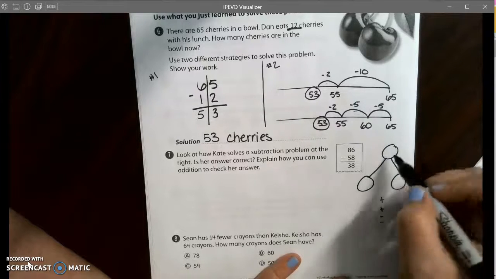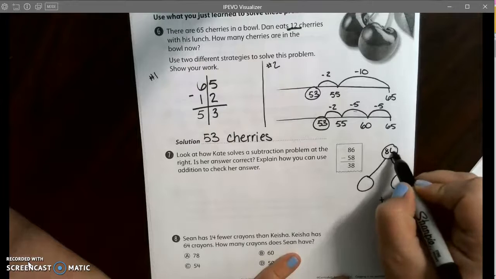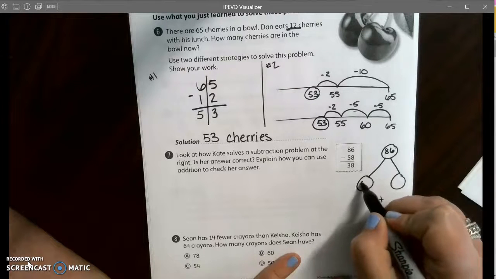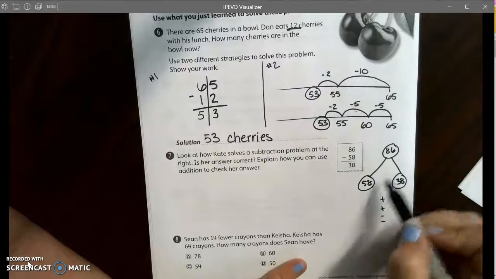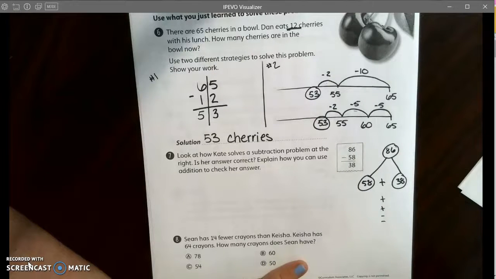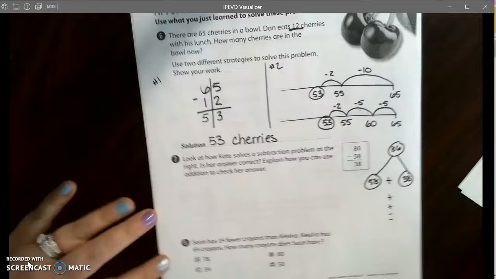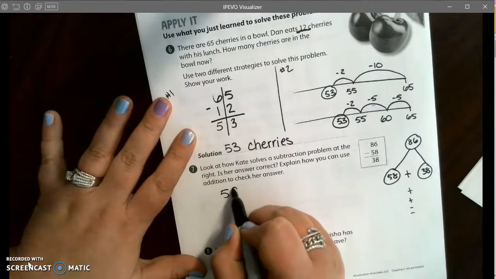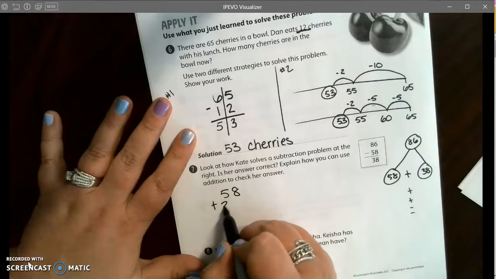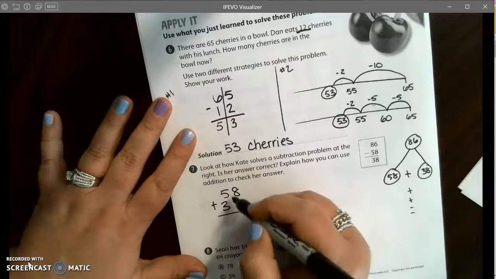If this is correct, this is saying that 86 is going to be the whole, and 58 and 38 are the parts. So these two should be able to add together. So let's check. 58, I like to add my numbers like this.